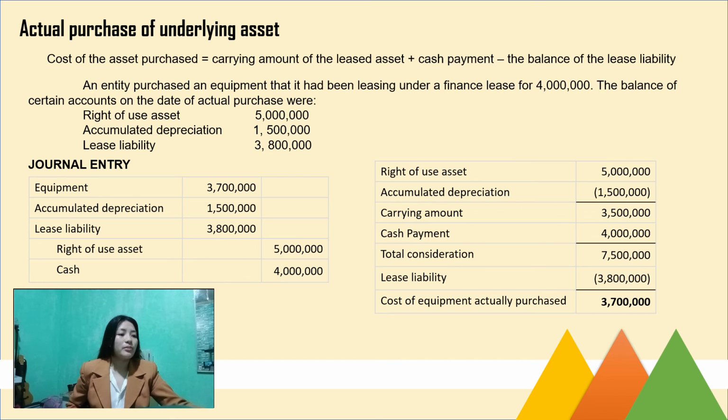Then, sabi, i-less daw yung balance ng lease liability. Then, sa given, ang lease liability ay 3,800,000. So, the difference would be 3,700,000. And that would be the cost of equipment actually purchased. So, balik tayo sa journal entry, debit equipment, 3,700,000. I-debit din natin yung accumulated depreciation amounting to 1.5 million. Then, lease liability, 3.8 million. Then, i-credit na natin yung right-of-use asset amounting to 5 million. And yung binayad natin, which is cash, amounting to 4 million.